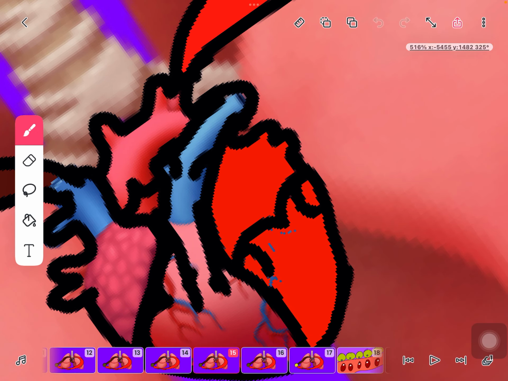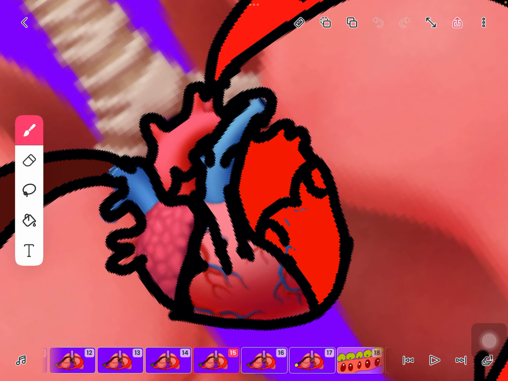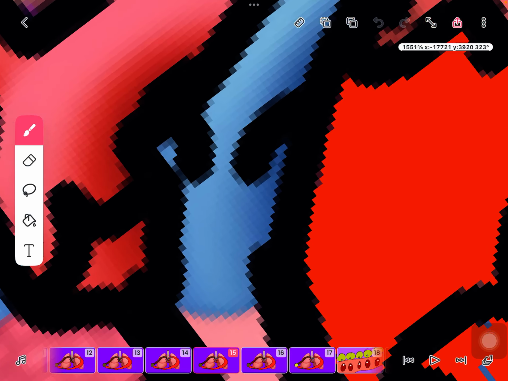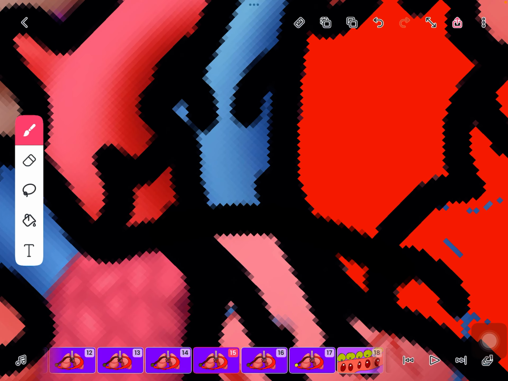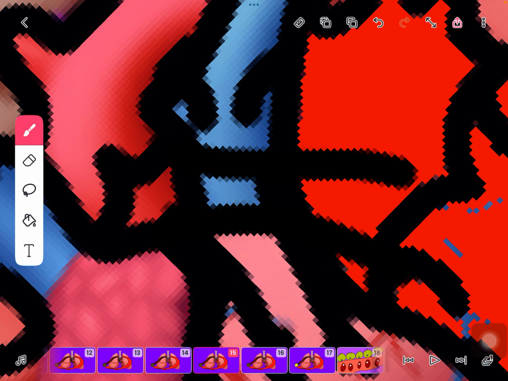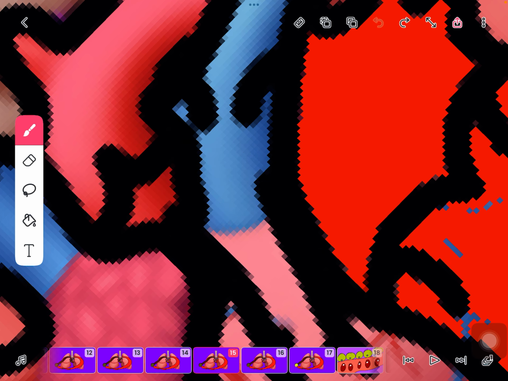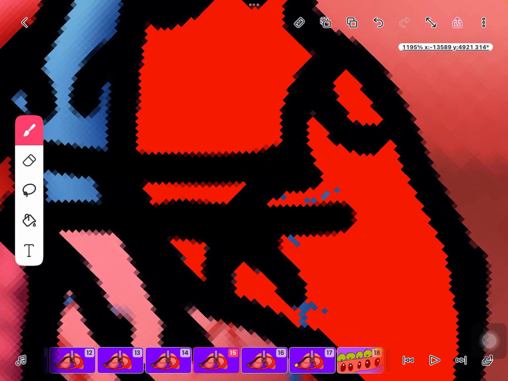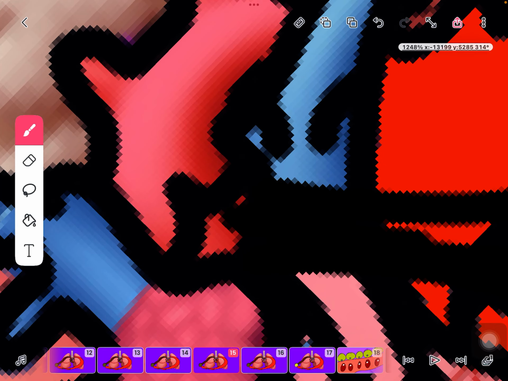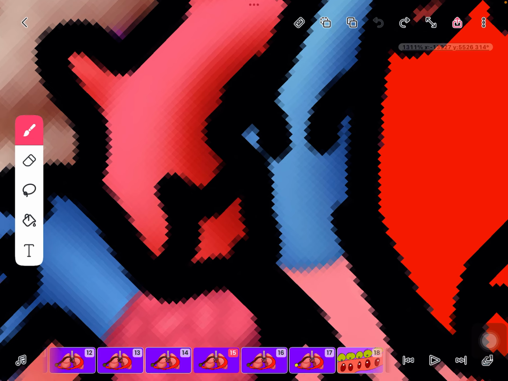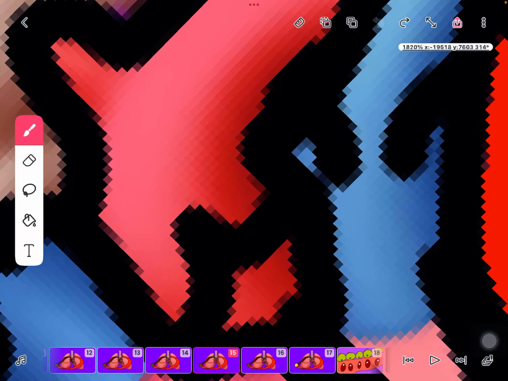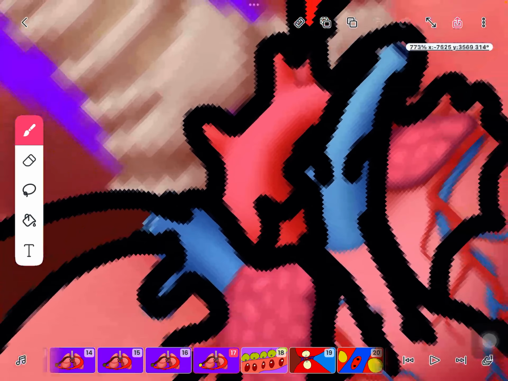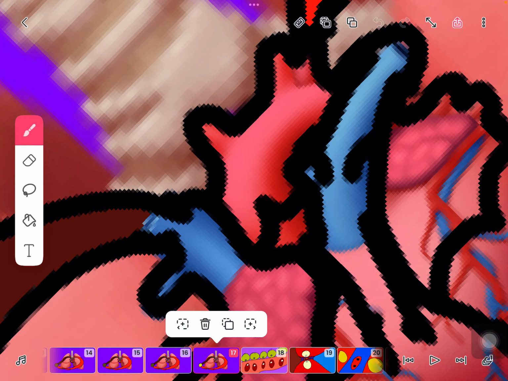And then after the mitral valve opens, the blood goes in this place. And it might not seem like it, but behind the pulmonary artery, there's actually the aorta opening, and the blood goes in the aorta opening, and then through the aortic valve, and then, yeah.